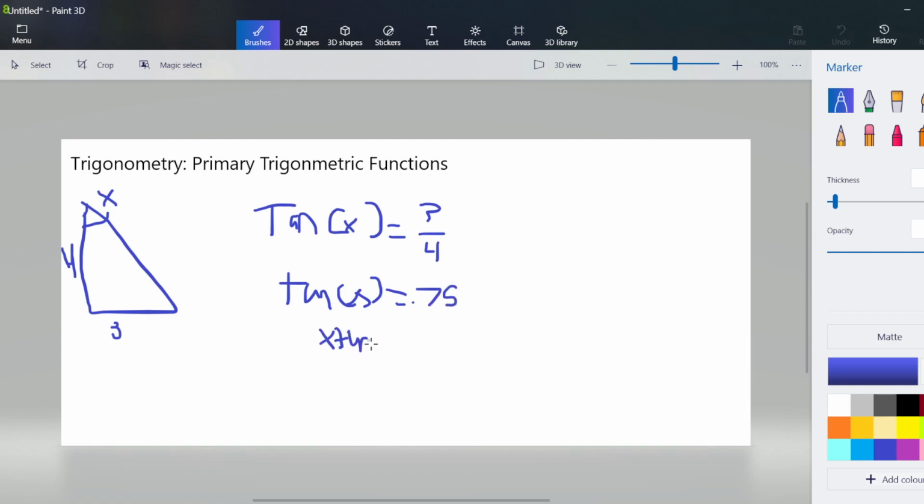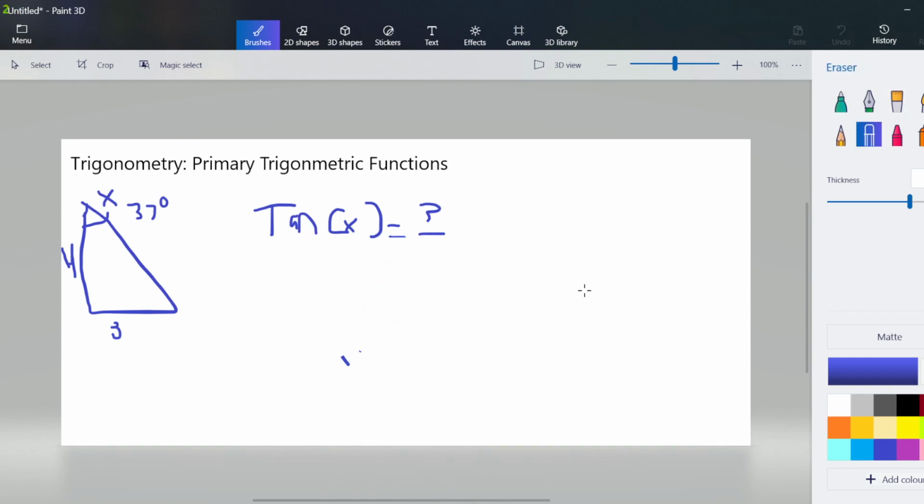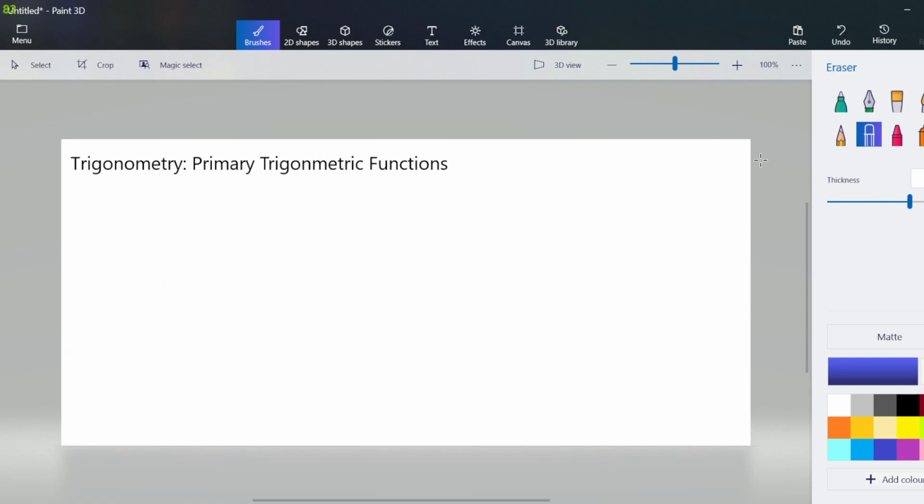Multiply both sides by the inverse of tan. This gets crossed out, and this means that x is equal to 0.75 times the inverse of tan, which comes out to 37 degrees rounded. And just like that, we found this angle using the tan function. So this showcases how you can use the three primary trig functions to find out the missing angles of a right triangle. Now, we can also use it to find the missing side.